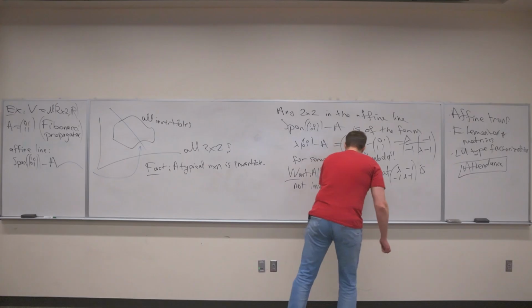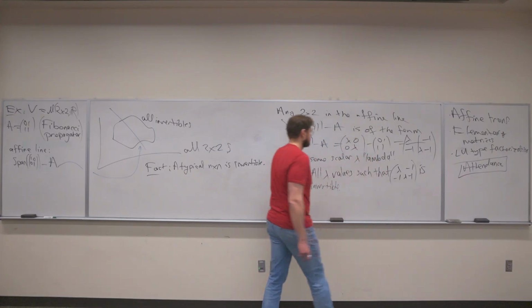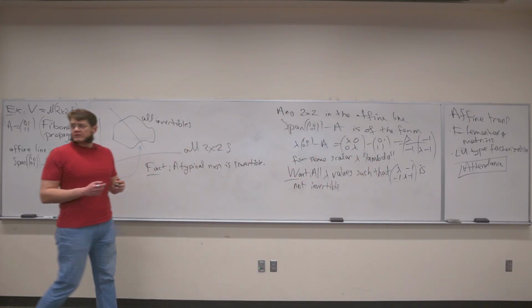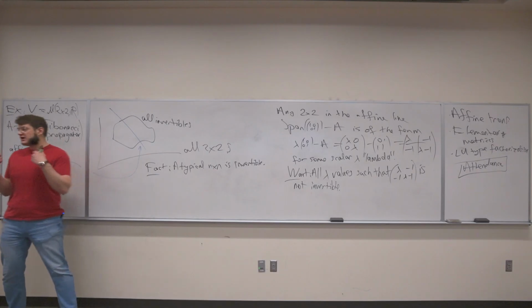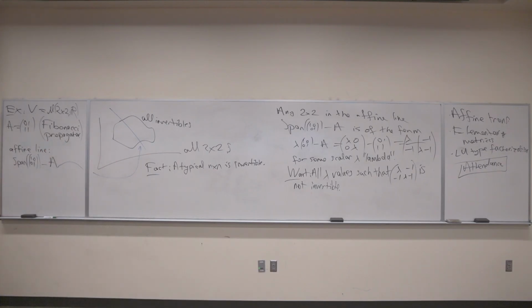So what can I do here? Use the formula for the determinant. Yeah, so this week is all about this determinant. At least for 2 by 2s, we know the determinant formula, right? It is AD minus BC.